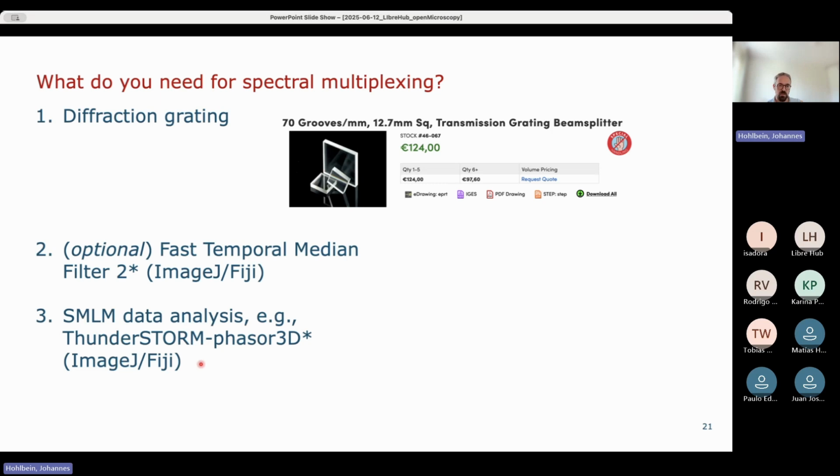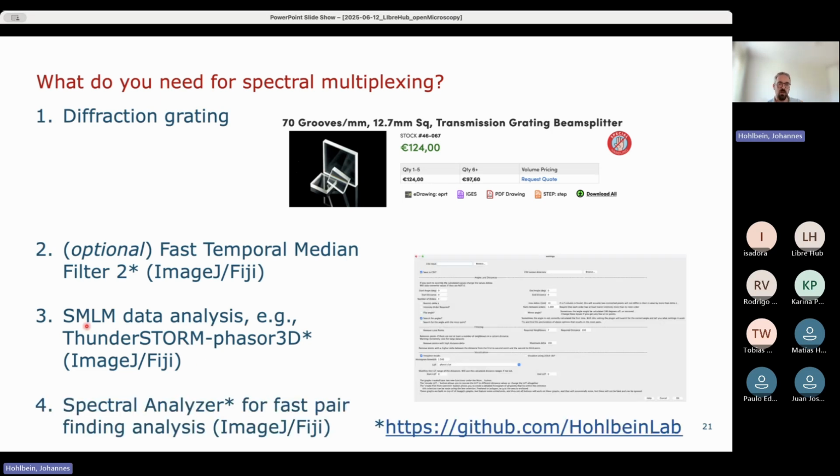We have an implementation in ThunderSTORM available, and we created a different program which finds those pairs and is able to map the distance between the localizations. All of the software is available on our GitHub page, so if you want to play around with it, feel free to go.